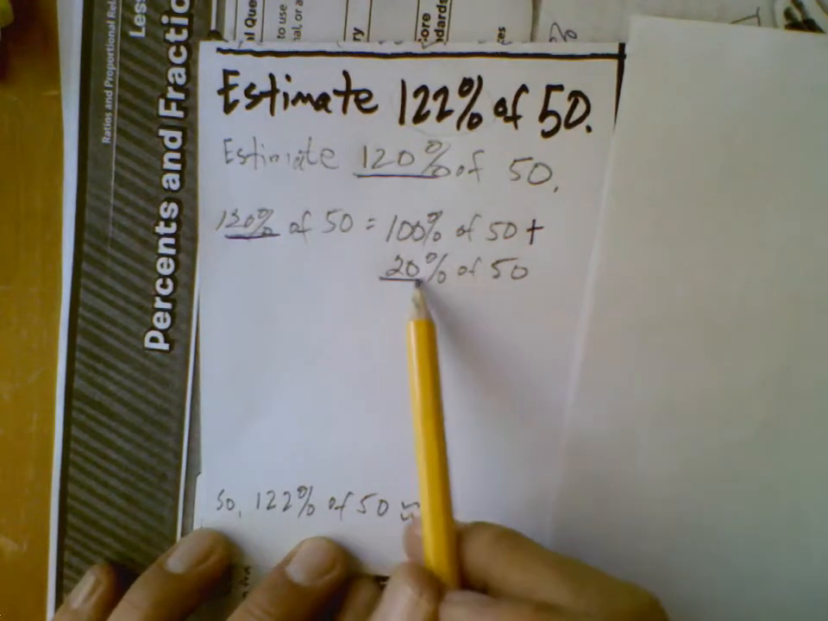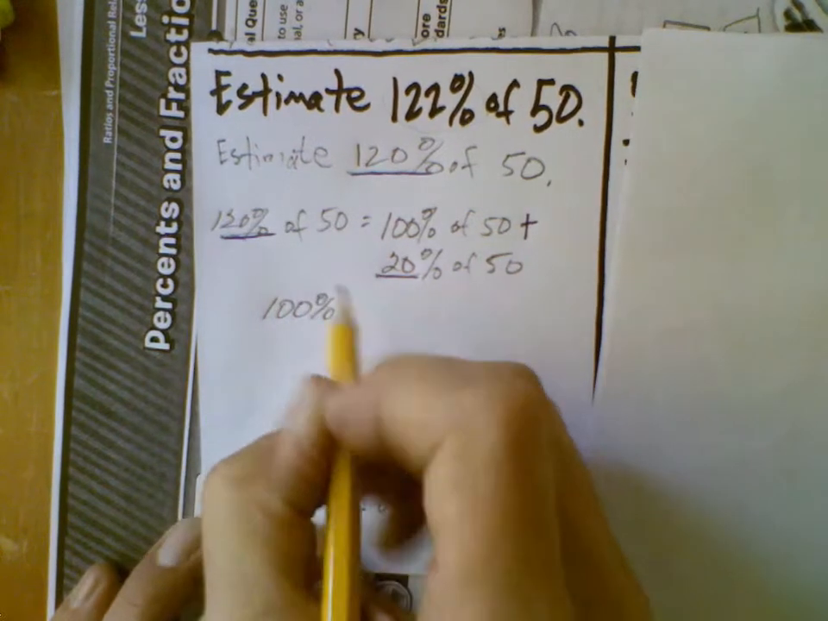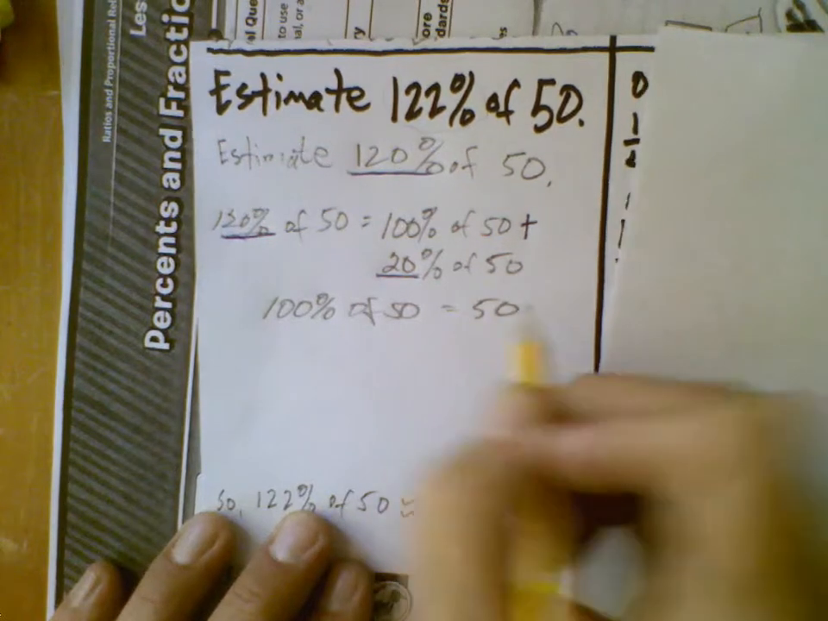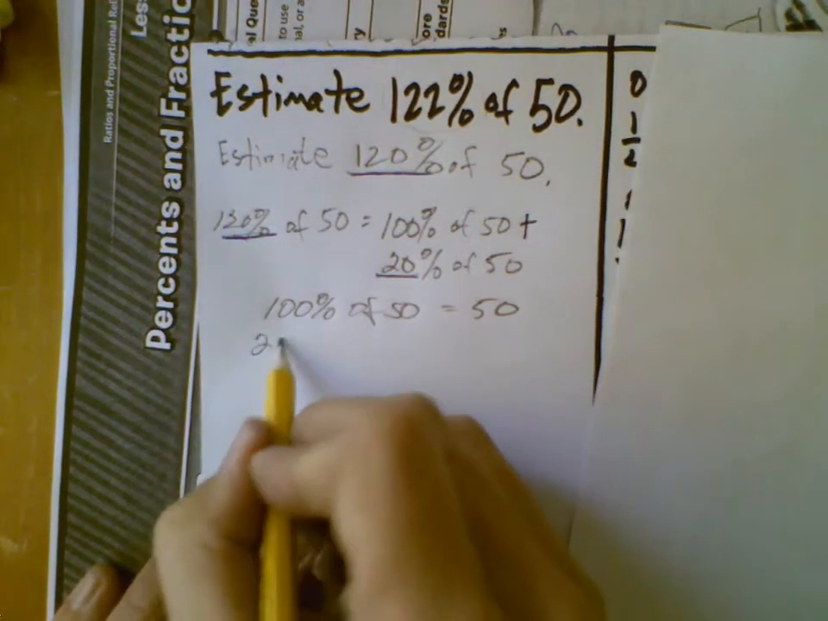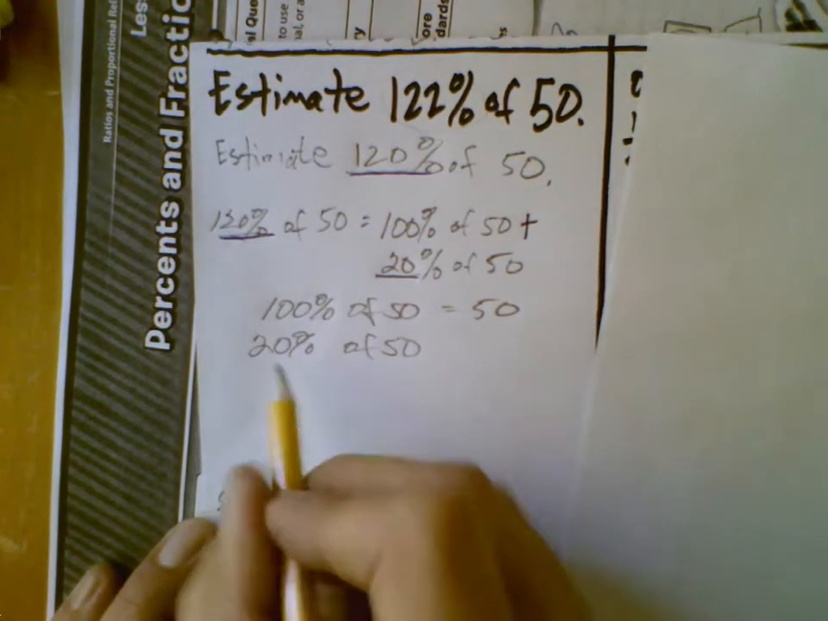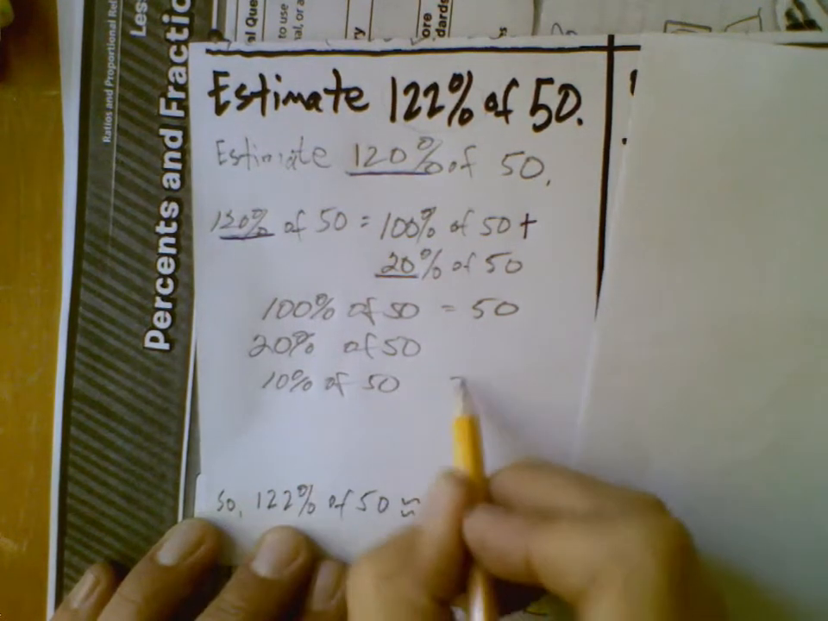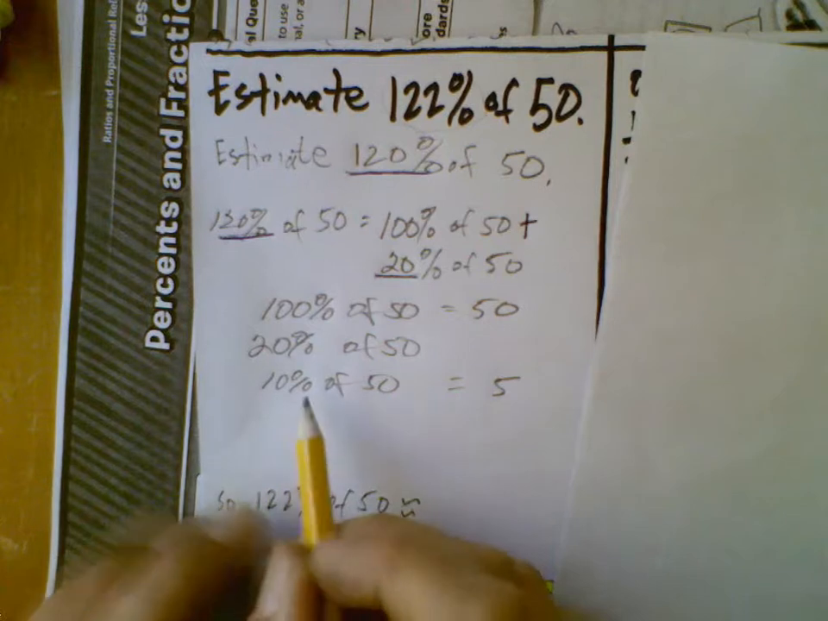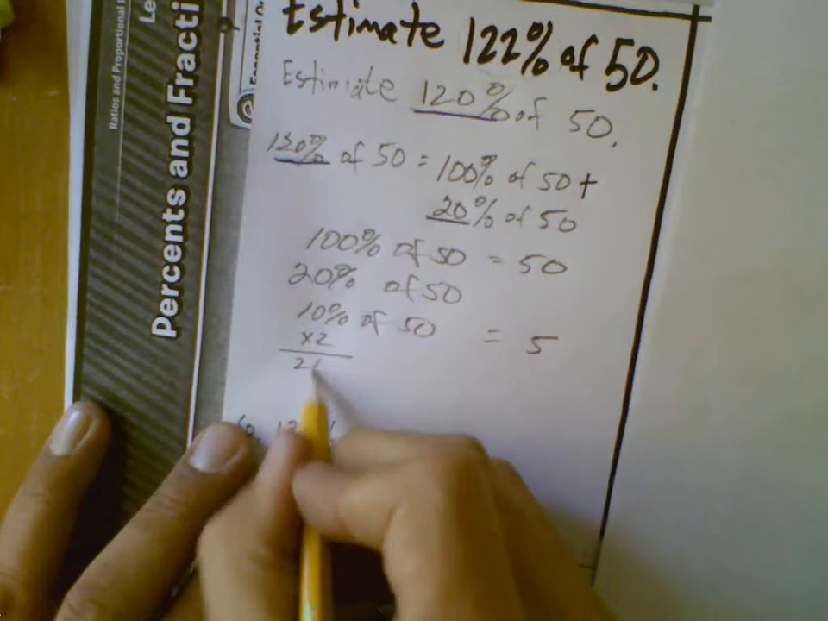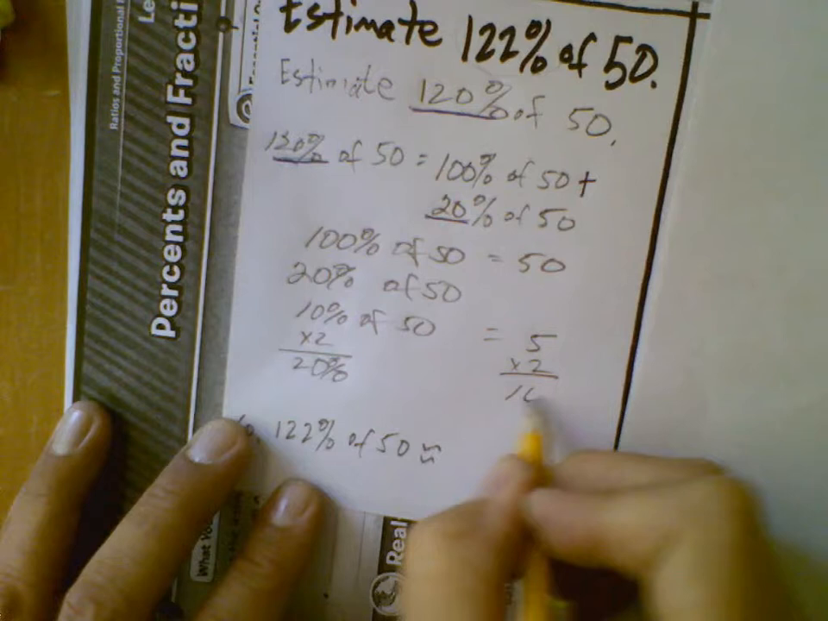Because 100 plus 20 is 120. Now, 100% of 50 is easy enough to find. That's going to be 50, right? So now I just need 20% of 50. Well, if I used that technique in the other problem, 10% of 50 is equal to 5. And then all I have to do is double that to get 20%. And that means I would double the 5. 5 times 2 is 10.